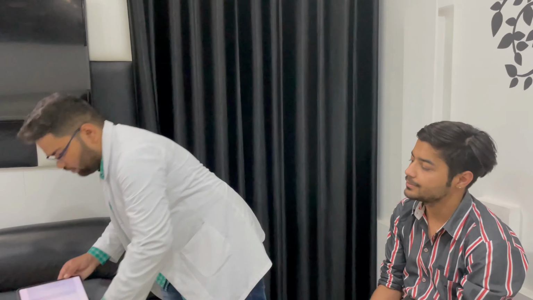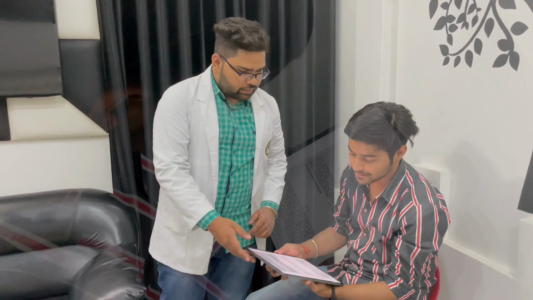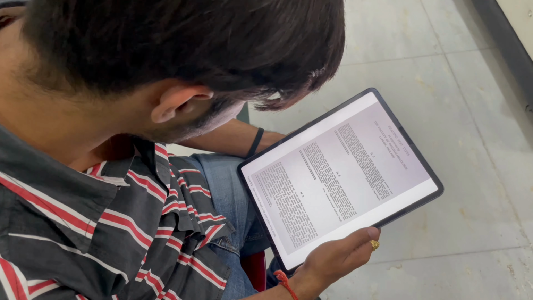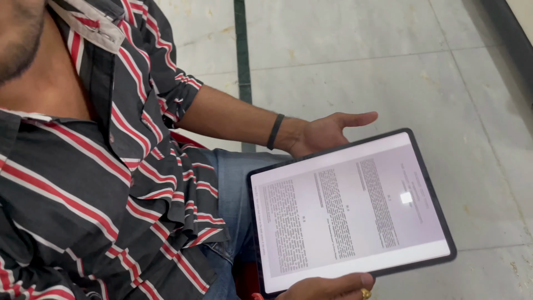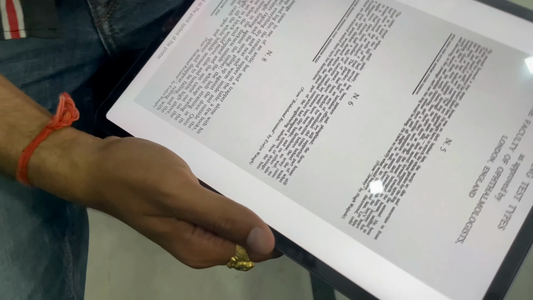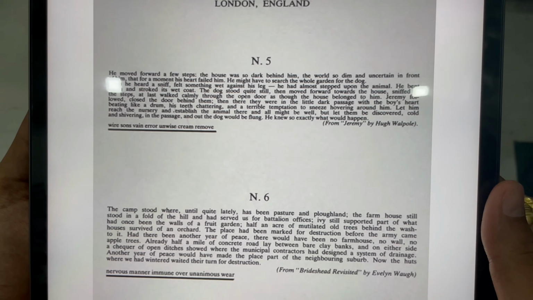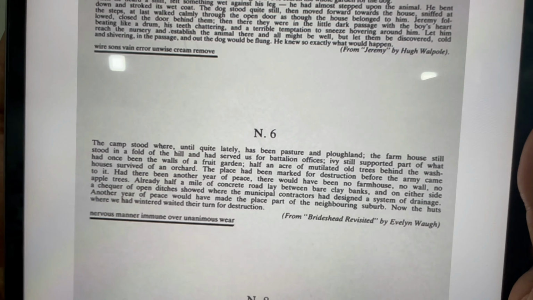Now we are going to check the patient for near vision. In near vision, we are going to use Jaeger's chart. We will ask the subject to read the Jaeger's chart from ordinary reading distance, that is 25 centimeters. Please read this chart. And another image came to me. The camp stood where until quite lately. Sir, I'm not able to read this. As the subject cannot read the point marked N5, the visual acuity for near vision is N6.